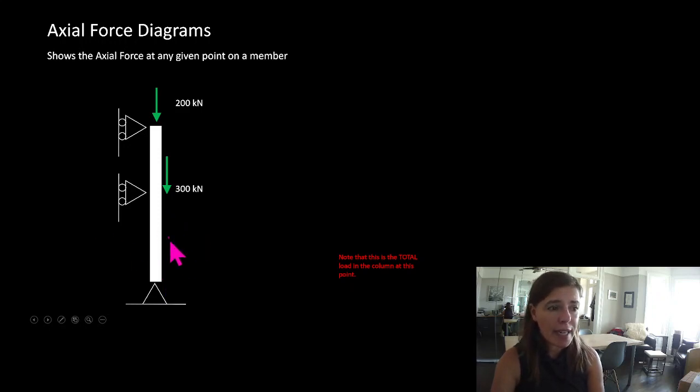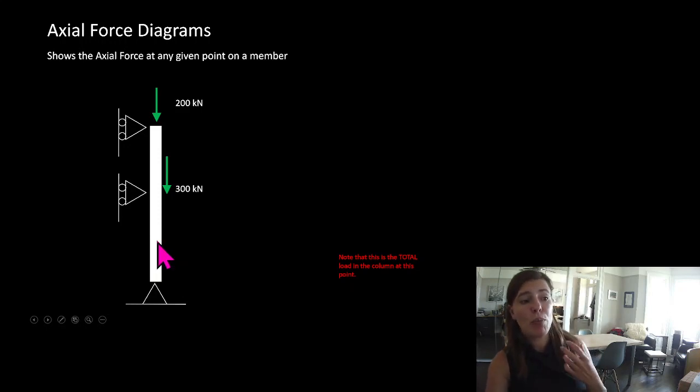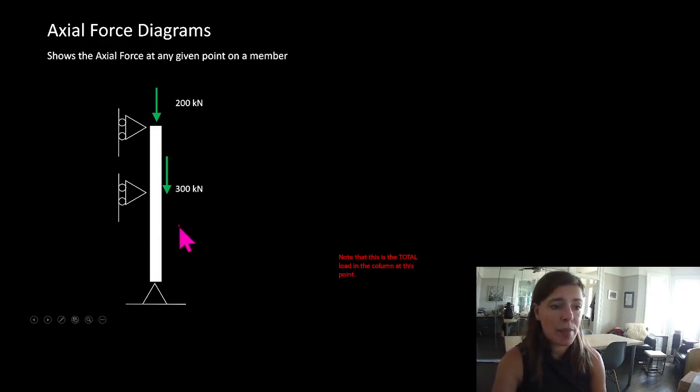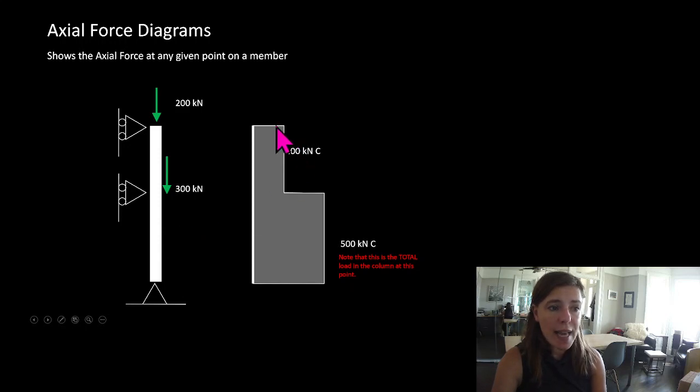If I cut right here and only kept the bottom with 500 kilonewton reaction here, I would have to push down with 500 kilonewtons, or 500 kilonewtons of compression internally in that element. We would say that anywhere along this portion of it, we have 200 kilonewtons of compression, and anywhere along this portion of it, we have 500 kilonewtons of compression.